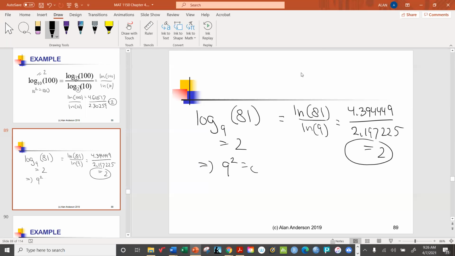Now, that should come as no surprise because of the fact that 9 squared is 81. But if you didn't notice that, if you need a log with a base other than 10 or natural log, you can easily figure it out by using this formula. You can either use base 10 or you can use natural log, it doesn't matter. But this way you can actually, in principle now, solve for every single log.